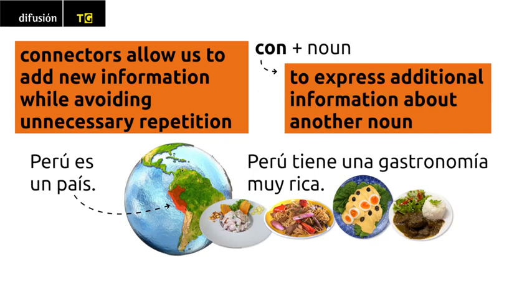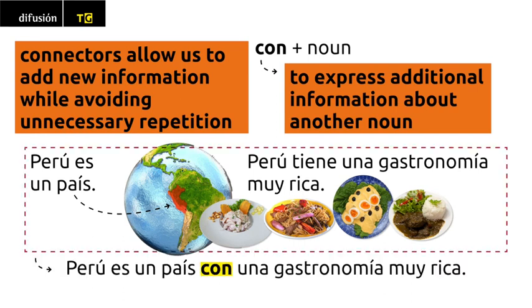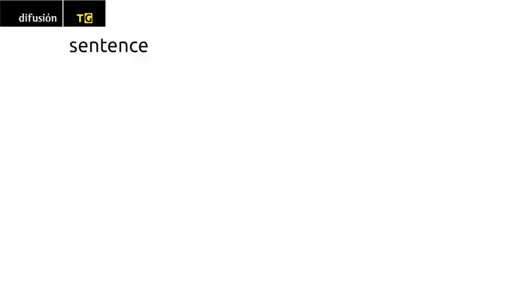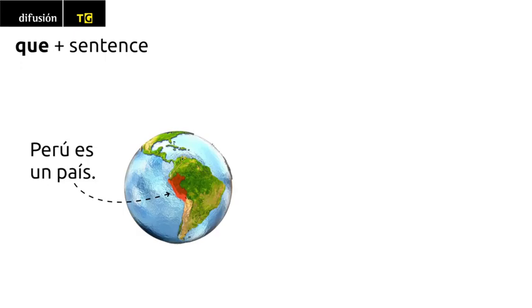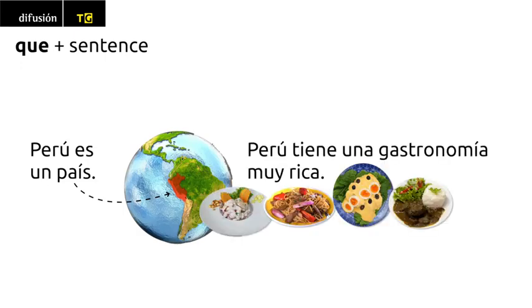Now see how these two sentences are consolidated into just one without repeating the word Perú and without omitting any details. Perú es un país con una gastronomía muy rica. Another frequently used device is to add on another sentence beginning with the connector que. We will use the same two sentences to show how it works. Perú es un país. Perú tiene una gastronomía muy rica.